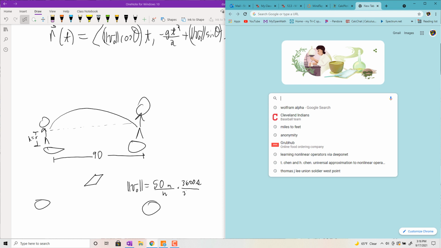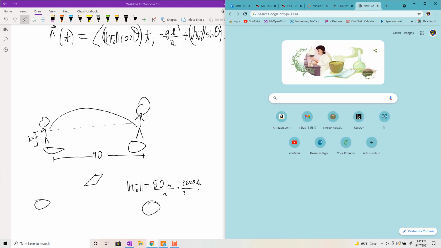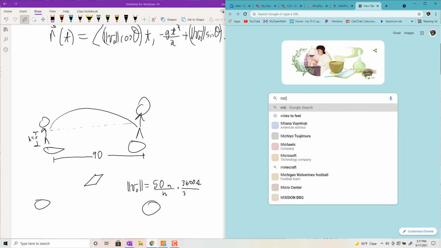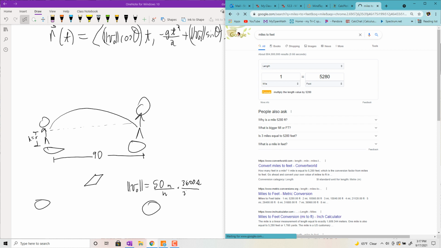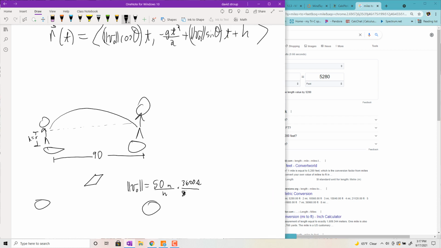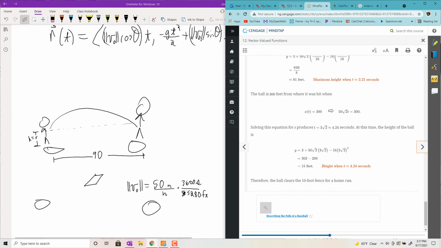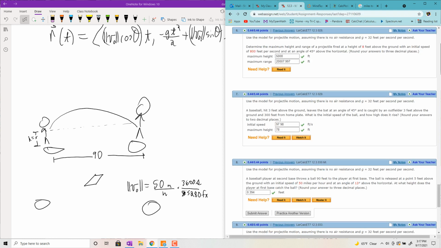Miles to feet. Why is it not miles? Work out miles to feet: 5280. Okay, so 5280. That looks like a real headache there for us. Insult to injury type situation. All right, so there's that.